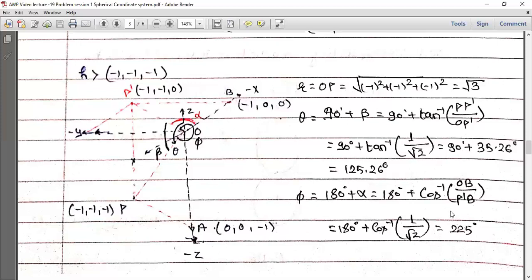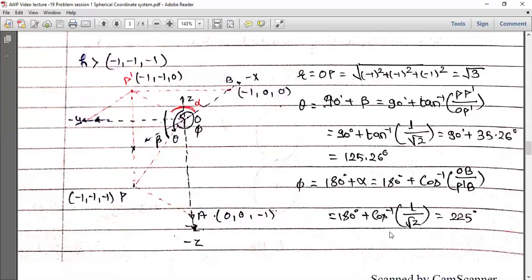Sorry, here we have a mistake. This is not P dash B, this is P dash O, that is OP dash. So cos inverse of OB upon OP dash, where OB is equal to 1 and OP dash is equal to the square root of 2. Correspondingly, phi is given by 225 degrees.